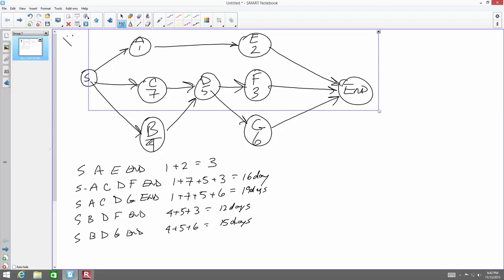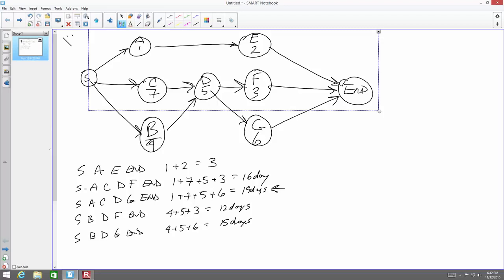So what's the critical path in this scenario? Start, A, E, end. This is the shortest? Critical path is the longest. What's the tightest constraint you got? If you had to put all your resources into getting this thing done, where would you have to put them? So your critical path is going to be your longest path, which is going to be your 19 days.